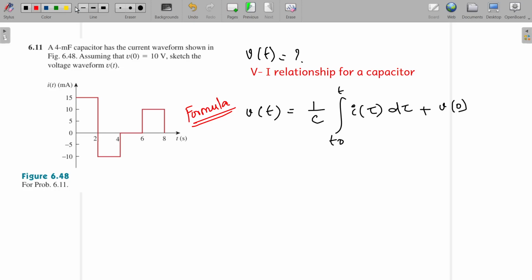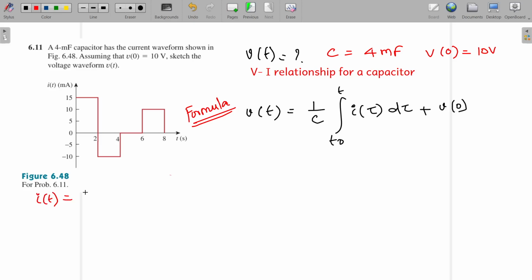In our case, the capacitance value is given as 4 millifarad and V of 0 is given as 10 volts. Other than that, we have to interpret the mathematical values from this graph. How do you interpret this current waveform into a mathematical one?